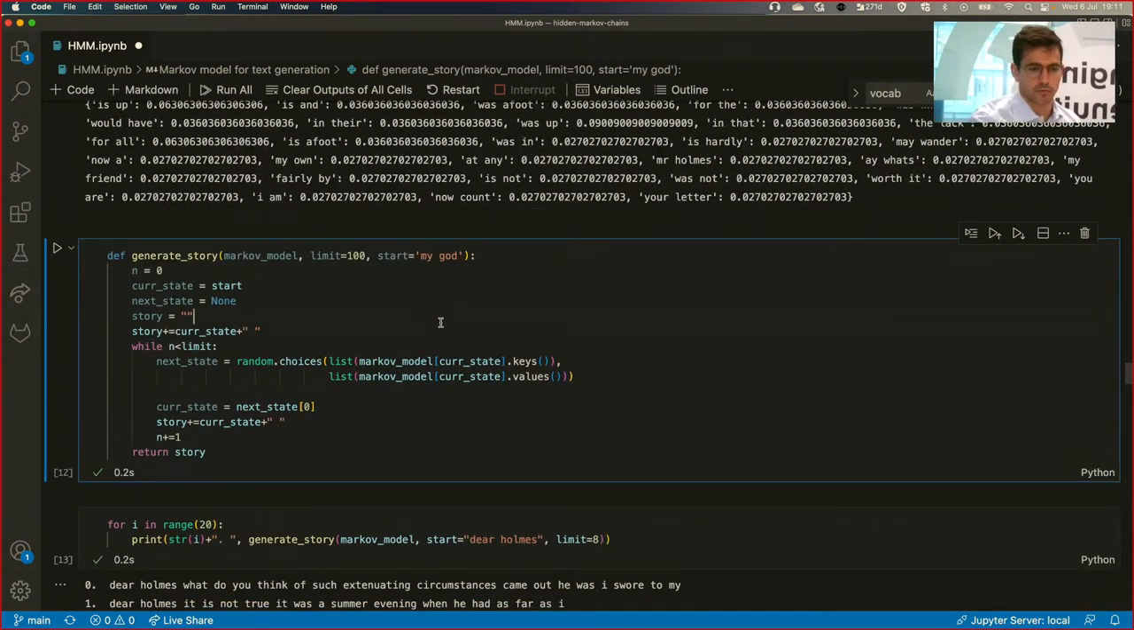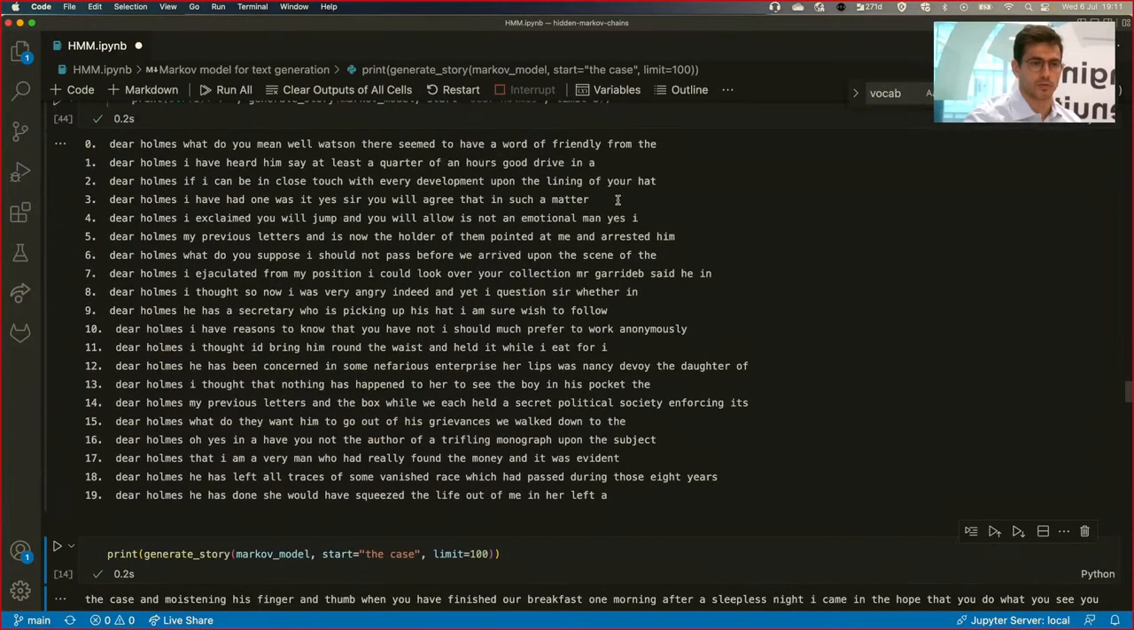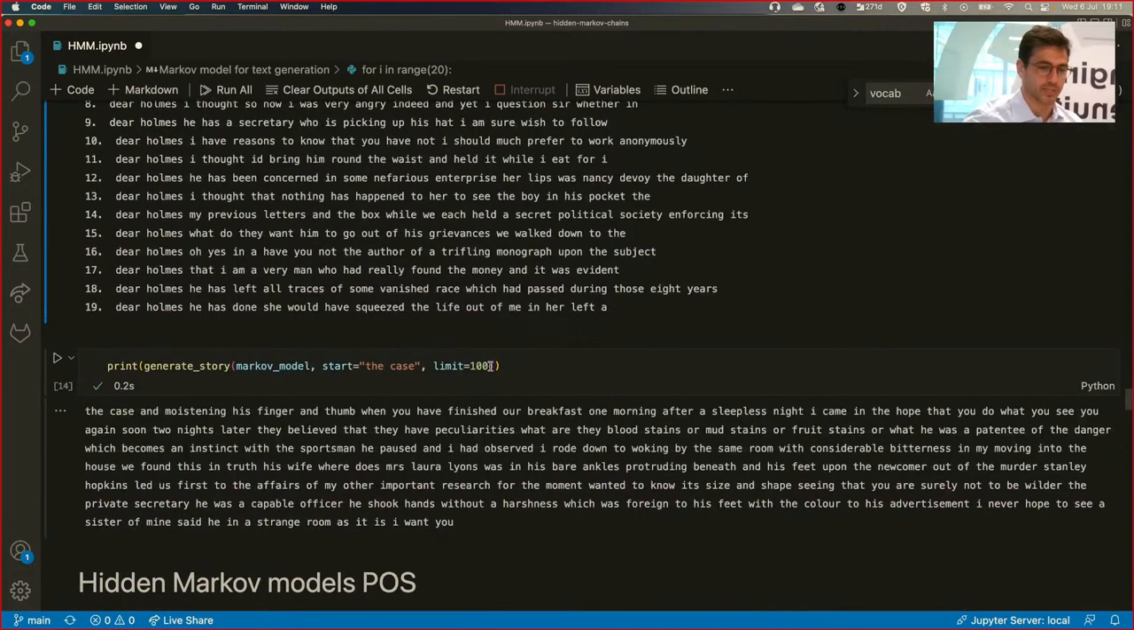Now, if we try to generate a story, let's do it by giving it "dear Holmes" and a limit of eight bigrams. And essentially this is the output. If you go through it, you will see that it can make sense at some point, but at some point the meaning will break down because of course it's not the smartest thing. But still, it's what we said before, it's very easy to experiment very fast without having to train a model for hours and hours.